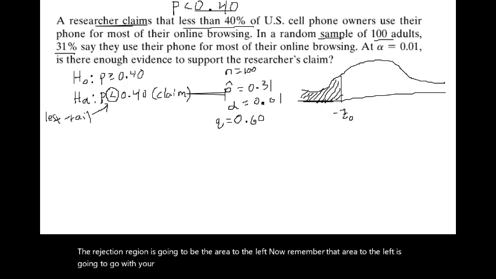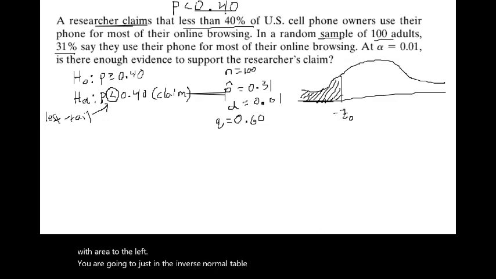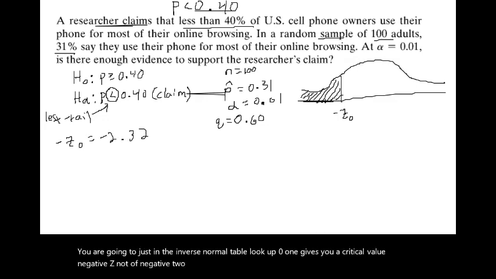So since this is a left tail test, your inverse normal tables always deal with area to the left. You are going to just, in the inverse normal table, look up 0.01, gives you a critical value, negative z0, of negative 2.326.